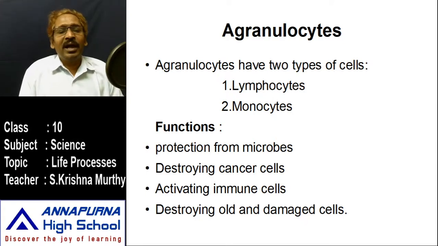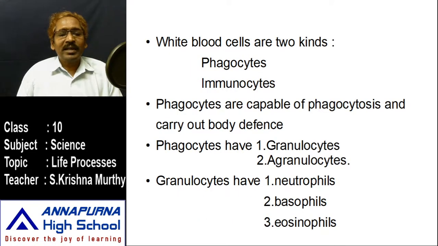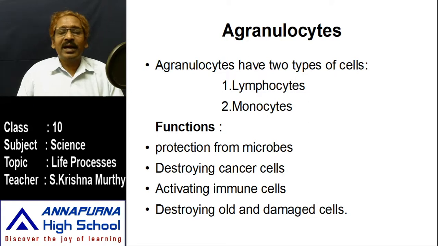Agranulocytes are of two types. Before, we learned about what granulocytes and agranulocytes are, and the neutrophils, basophils and eosinophils. These two are the phagocytes and granulocytes. Again, when we learn about granulocytes, the granulocytes have two kinds of cells.